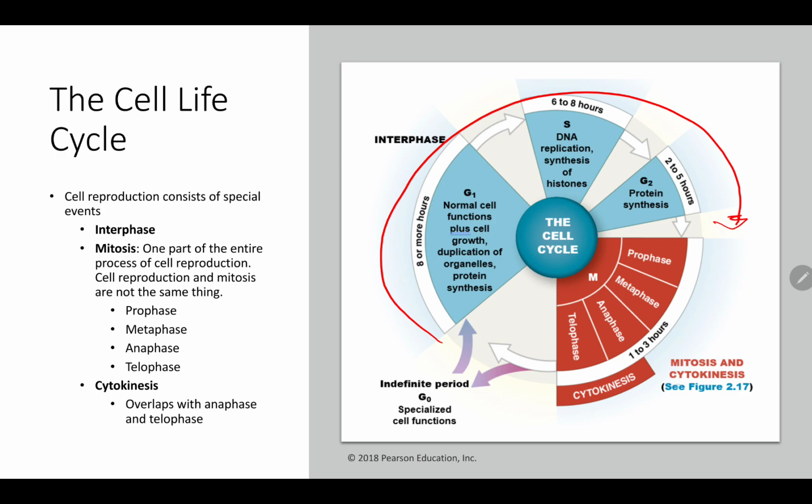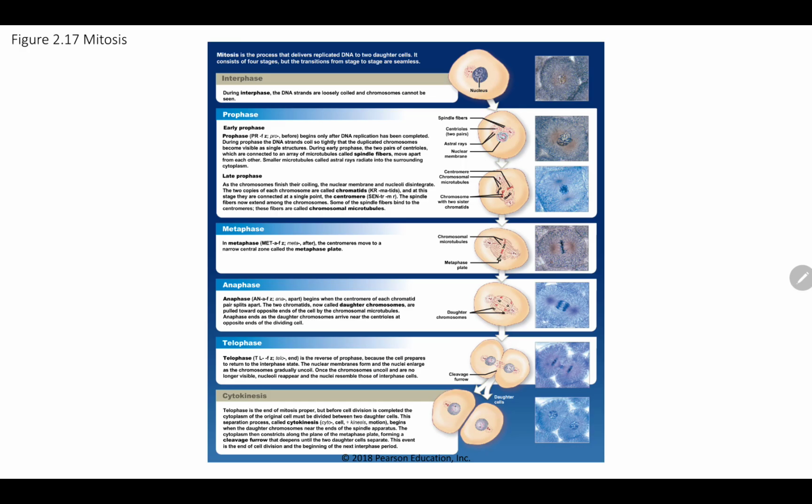And then we have M phase, which is mitosis. This is going to be one part of the entire process of cell reproduction. But in mitosis, we start with prophase, metaphase, anaphase, telophase. And then after mitosis, we end with cytokinesis. Okay? And that's where we have that cleavage furrow, and then we have two new identical cells. And this just goes over it right here, right?